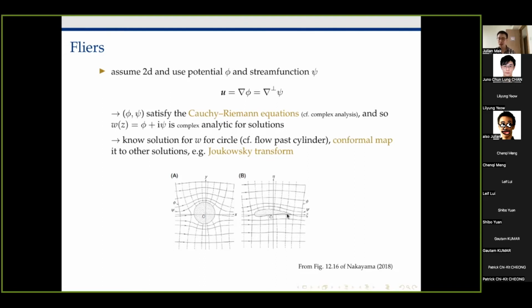So that's how I actually learned it in the first place. I had to take a compulsory course in complex analysis. I mostly took it before I took a fluid dynamics course, so that's actually how I learned about these things initially.